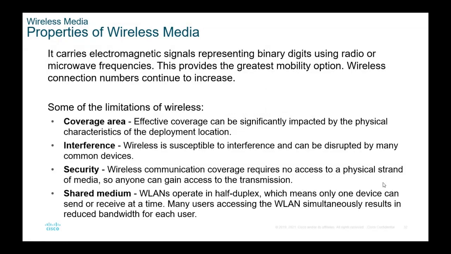So what does that mean? It means it's half duplex. It can either send or receive. Whereas with the copper and the fiber, we can send and receive at the same time. That's called full duplex. So if you want to think about it, if I'm full duplex, I can communicate twice as fast as someone who's half duplex.